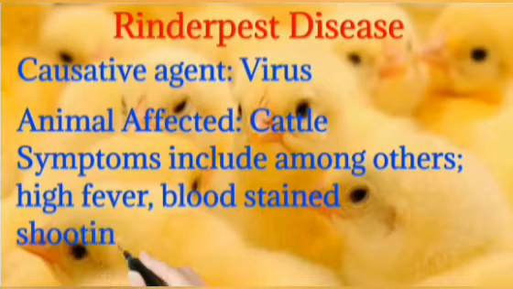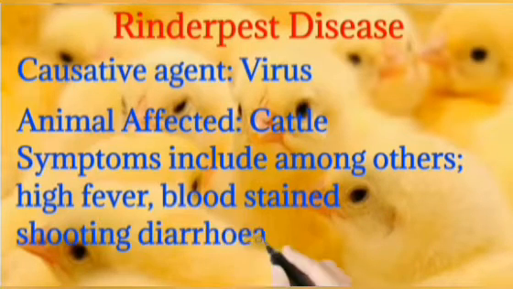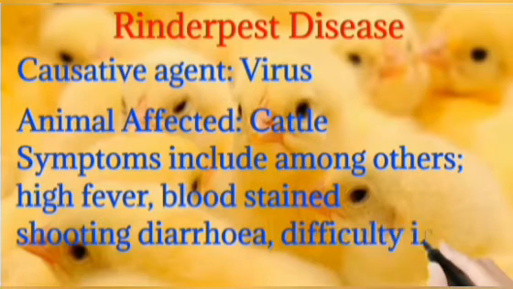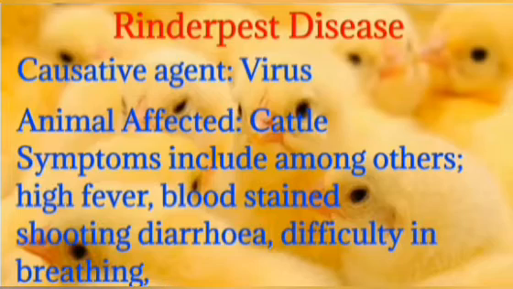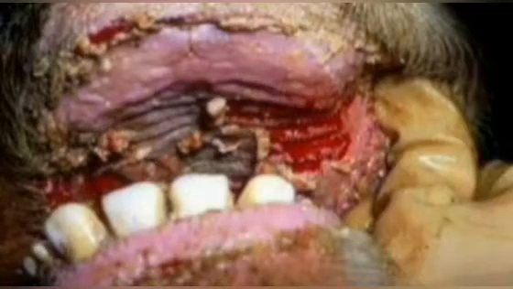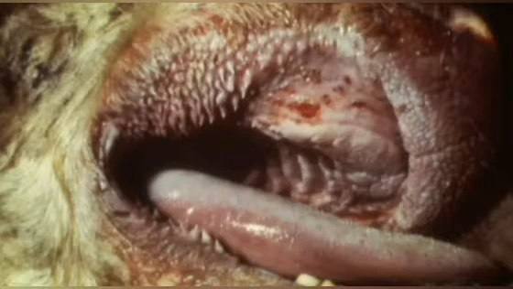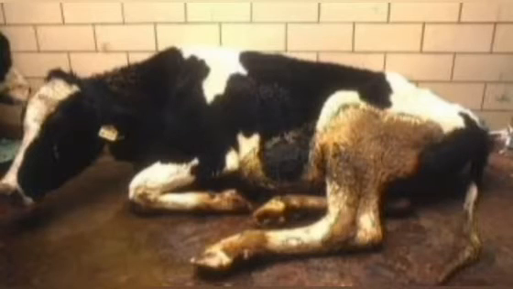The symptoms include, among others, high fever, that is, the temperature is increasingly high. Now, blood stained, shooting diarrhea. Now, this particular symptom is very vital in identifying this particular type of disease. The animal tends to experience diarrhea, that is, the bowel movement is faster than usual, and the animal tends to be defecating even when it is not willing to do such. And there will be feces all around the environment, watery feces that are stained with blood. This is a very vital symptom of rinderpest disease.